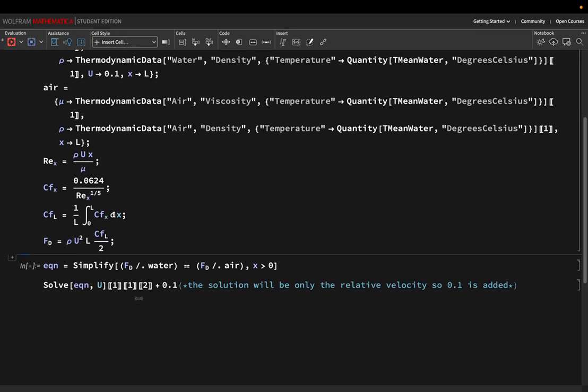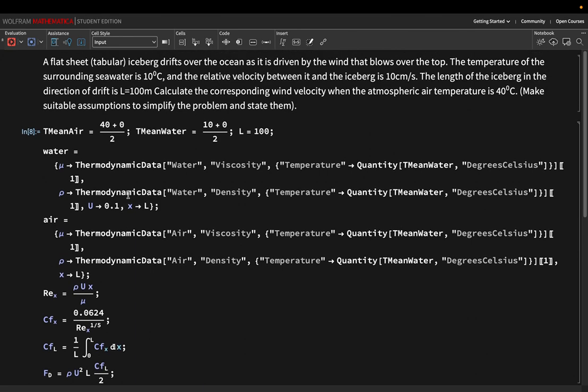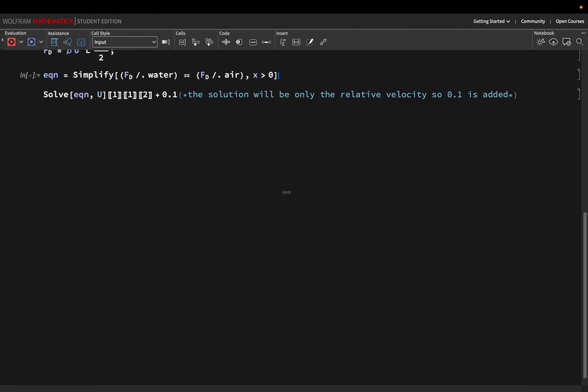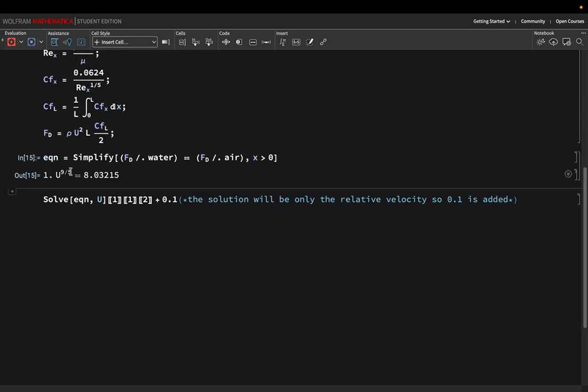Now the equation that we are trying to solve is the force because of water should be equal to the force from the air, and from that we will get the velocity, and that is the relative velocity. So we have to add the velocity of the iceberg, which is 0.1 meter per second. It's given in the problem as 10 centimeters per second, so that is 0.1 meter per second. If I add that, then I should get the final answer. So this is the equation that we are solving, and the final velocity is around 3.28 meters per second.